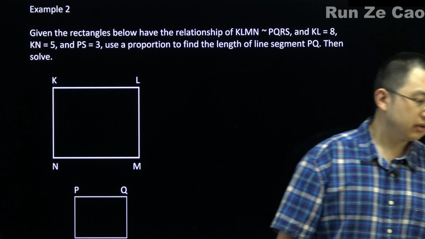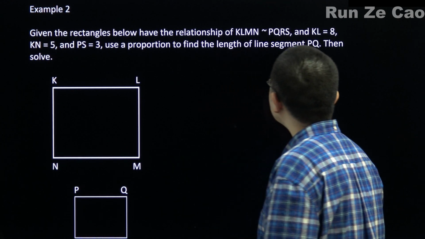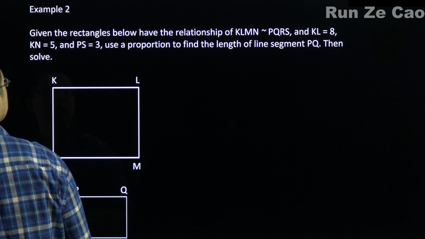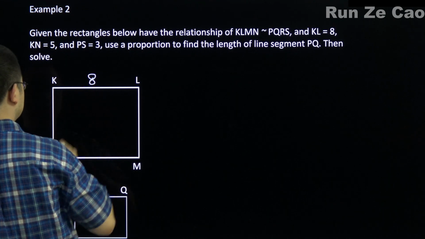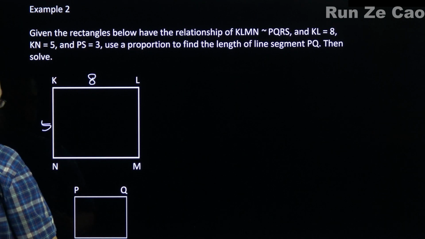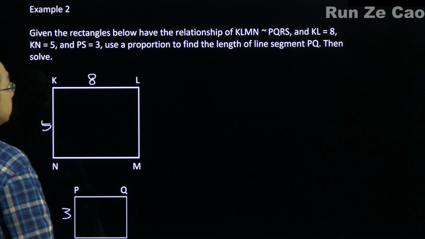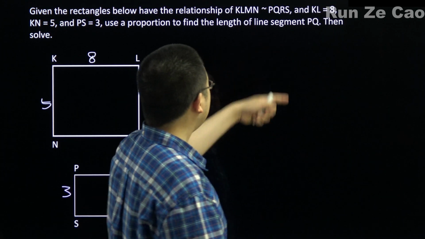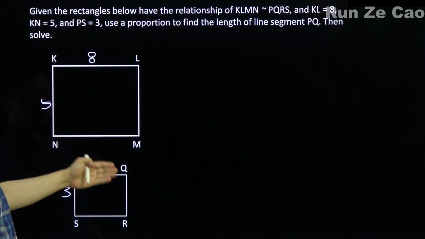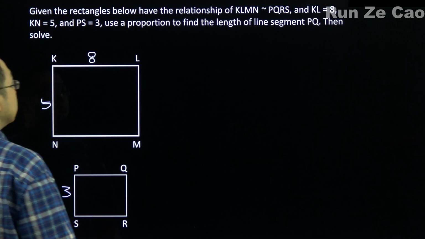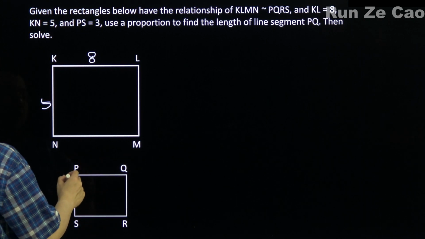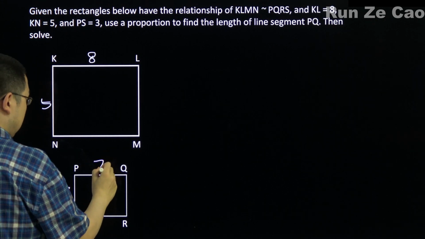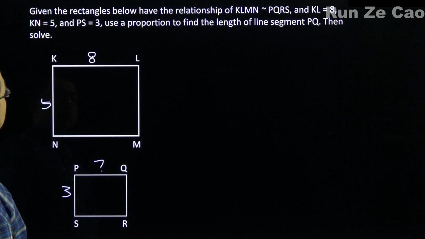Okay, let's do another example. The rectangles below have the relationship of KLMN is similar to PQRS, and KL equals 8, KN equals 5, and PS equals 3. Now, the order the points are written out in is very important for what sides correspond to which. So PQ is what we're trying to find. PQ is unknown. Use a proportion.